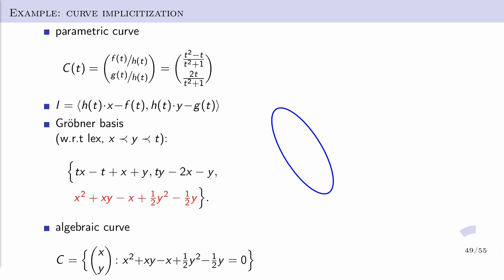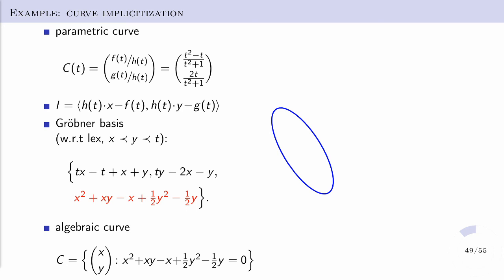Another application is curve implicitization. Let me first explain what curve implicitization is. There are two ways of representing curves or surfaces. One way is to represent them in a parametric form. This is an example of a parametric form. In a parametric form, a plane curve would be represented as x as a rational function of some parameter t, and y as a rational function of parameter t.